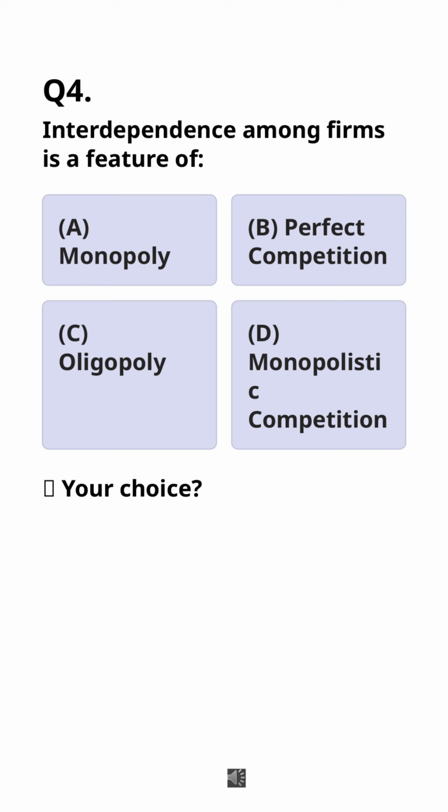So, when we're talking about interdependence among firms, the most accurate answer here is oligopoly. It's the market structure where firms are most aware of and reactive to each other's decisions. That's a crucial concept because it influences how firms strategize and compete within that market.